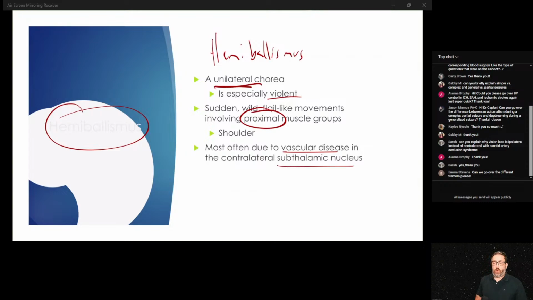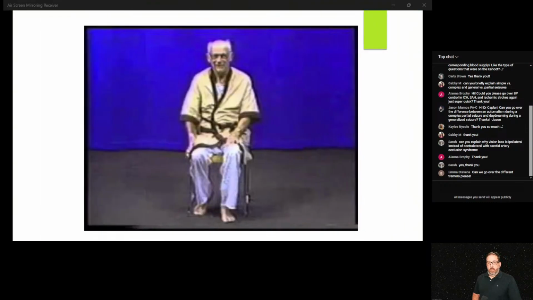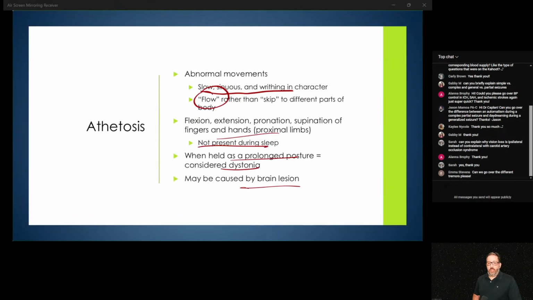So it's unilateral chorea. That's all it is, just on one side of the body. Athetosis is that sinewy movement, flow like a snake. And the wrist just keeps twisting and contorting, and pronation and supination and flexion and so forth. But it's not jerky as with the other types of movements are. This is the only one that's kind of flow and moves around. So that's athetosis, not present during sleep.